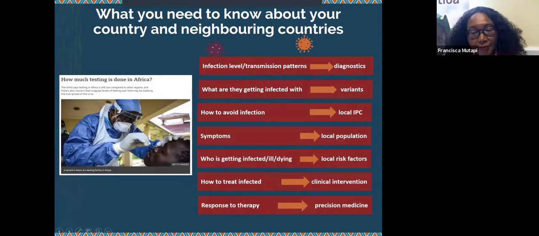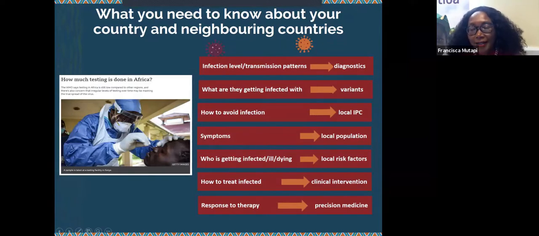You want to know what the symptoms are. This is important because human populations are heterogeneous, and just because one population's symptoms are defined as a particular set, it doesn't mean those are applicable to your local population. So you need to know how the disease manifests itself in your local population. You also need to know who is getting infected, and of those infected, who is getting ill, and of those that are ill, who is dying.